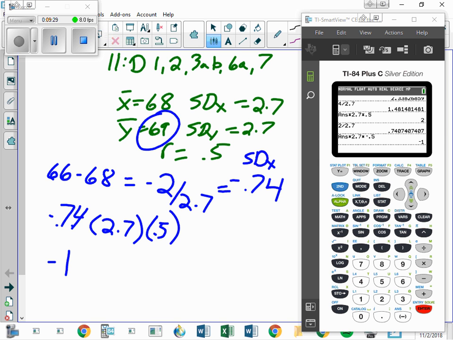So this is 1 inch below average, so I take the 69 and subtract 1, and I get 68. If the dad is 66, then the son is expected to be 68. Okay? And that score is likely to be off by 2.3 inches. Okay?